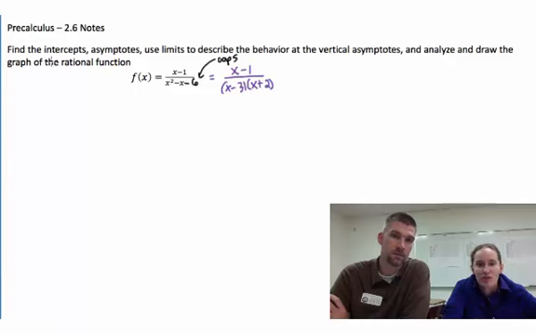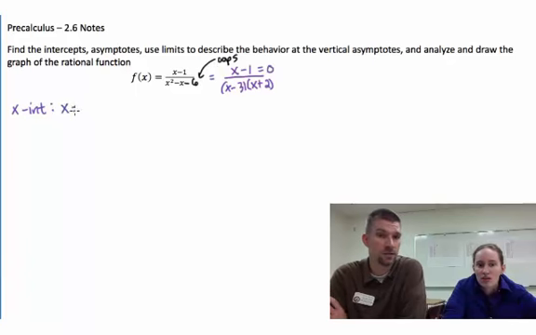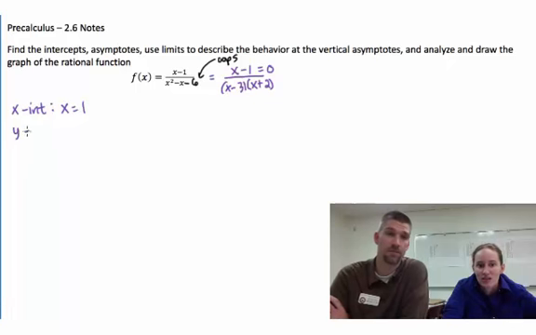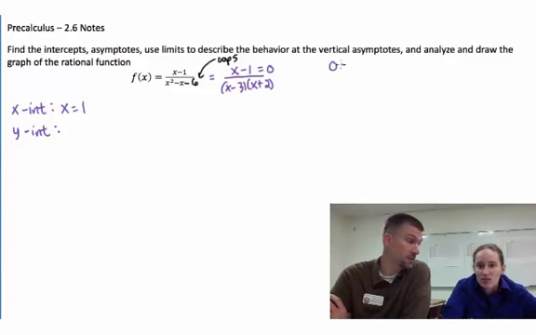Now, if we're finding the intercepts, to find the x-intercept, we set the top equal to 0. And when you set the top equal to 0, you're going to get x equals 1. To get the y-intercept, we plug in 0 everywhere that there is an x. That's even easier because I know how to do that.